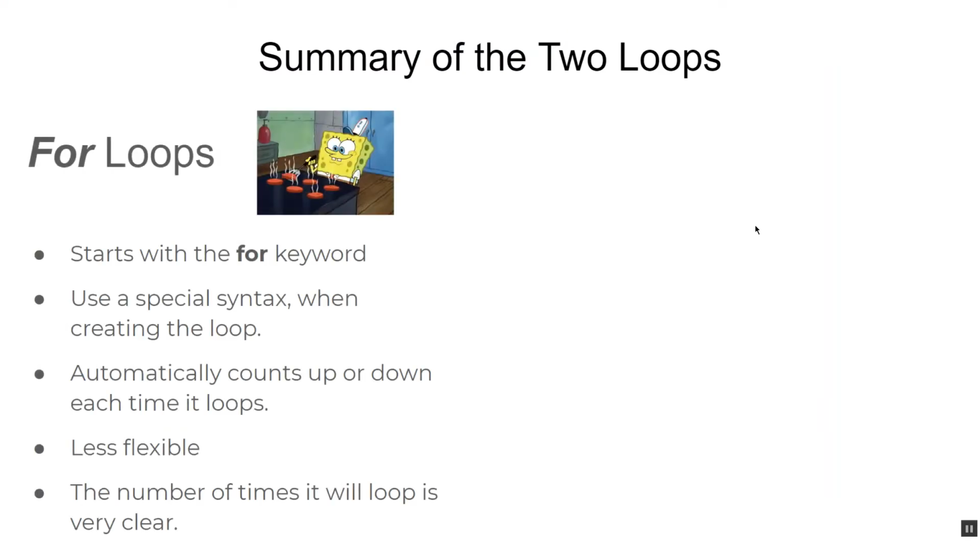Okay, so now let's just quickly do a summary of what we've learned. For loops have the for keyword. They have this very special syntax. It's more for counting up or down, and it does it automatically. But it's less flexible because the structure has to follow that particular way. But you can pretty easily predict how many times it's going to loop because of that structure.